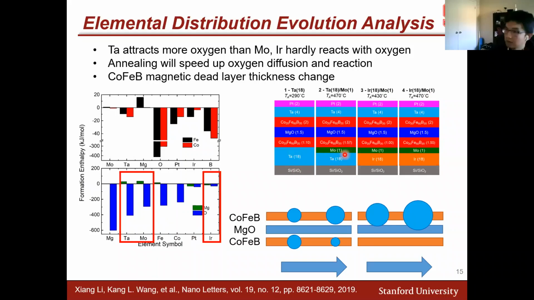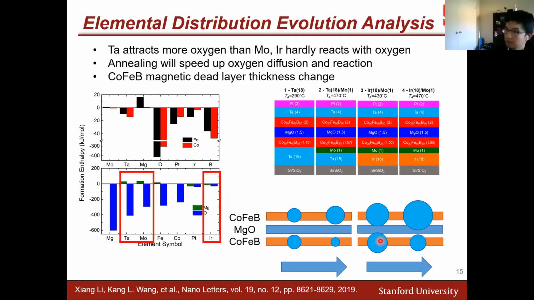So the moly, if you remember, attracts oxygen. The tantalum and moly both attract oxygen, right? So in this case, the main reason for the decrease of oxygen in the cobalt boron is the thickness increase, okay? And the same thing happened for these two cases.